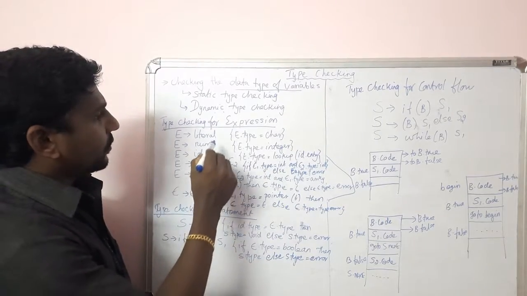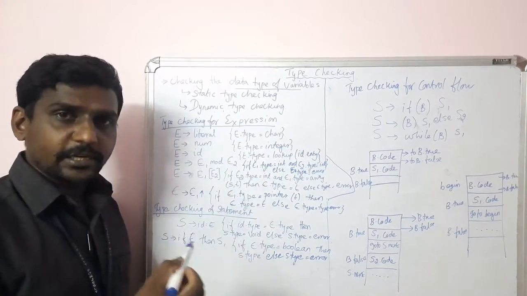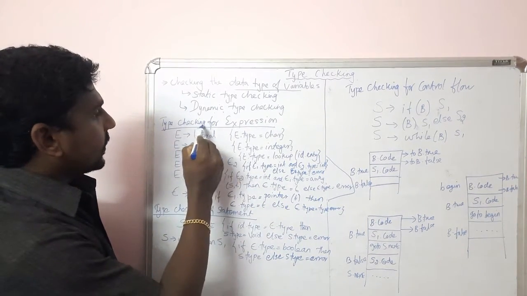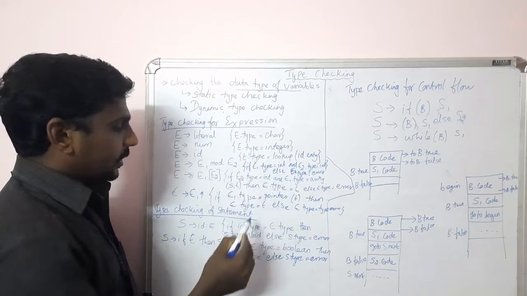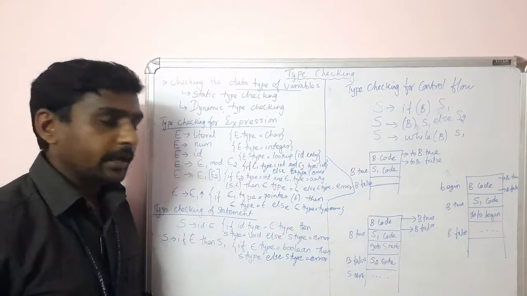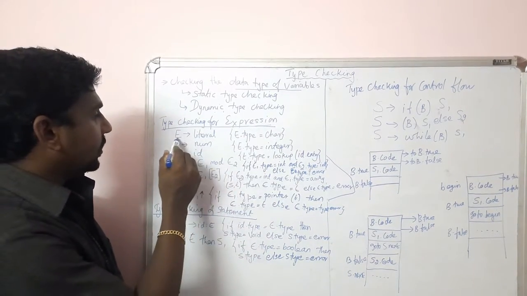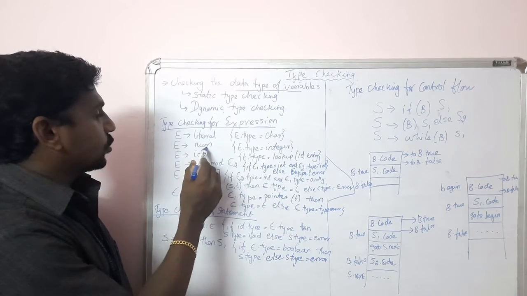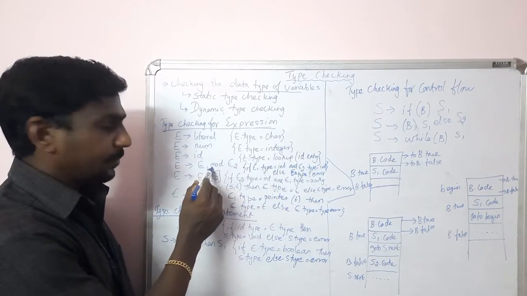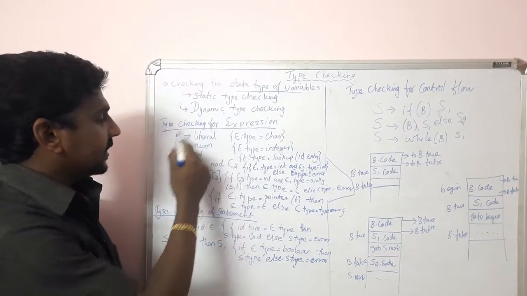Clear? Right. There are three major types in type checking that you have to explain during examination: type checking for expression, type checking for statement, and type checking for control flow. So you know what an expression is? Let us take this grammar: E tends to literal, E tends to number, E tends to ID, E tends to E1 mod E2, E tends to E1 of E2. This is the expression.